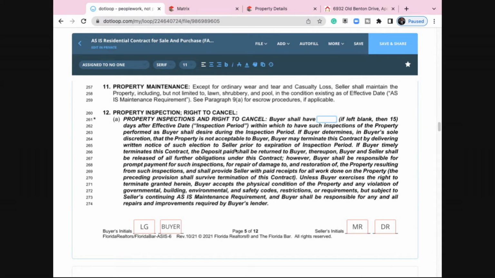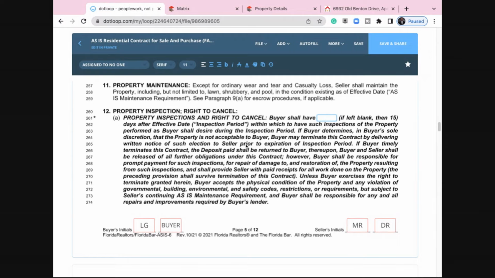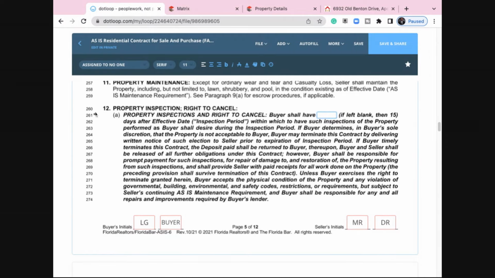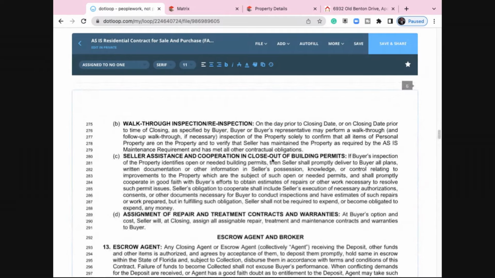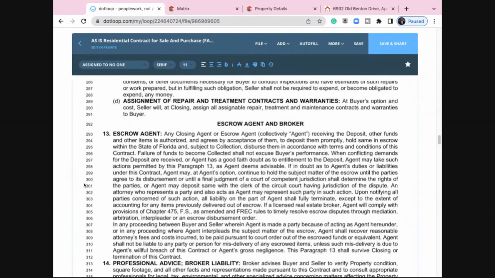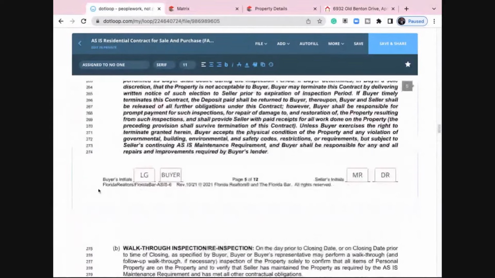So again, as an investor listing agent, you definitely want to read this and become familiar with this clause, starting at line 260. Boom. Get out of jail free card. All right, so here it is. Continuing on. Now you notice that there are no stars here, so it's pretty much just boilerplate.